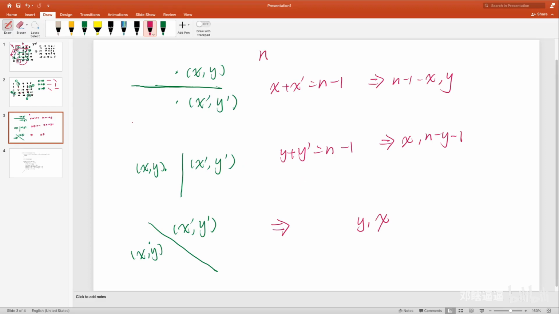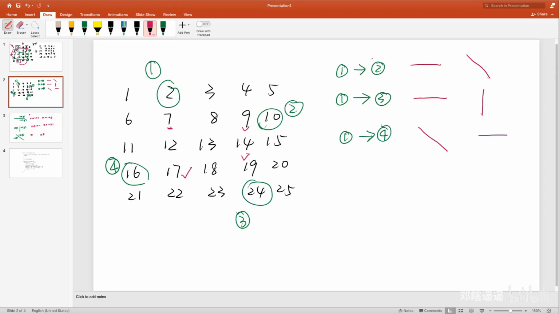Having these equations, let's write those points out. From 1 to 2, we will first have (n minus x minus 1, y), and then (y, n minus x minus 1). The other points are basically the same, just plug into the equations and do the math. Here's what we finally get. Point 3 is (n minus x minus 1, n minus y minus 1). Point 4 is (n minus y minus 1, x).